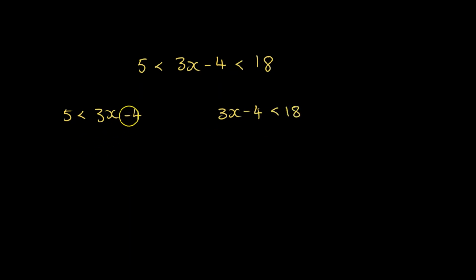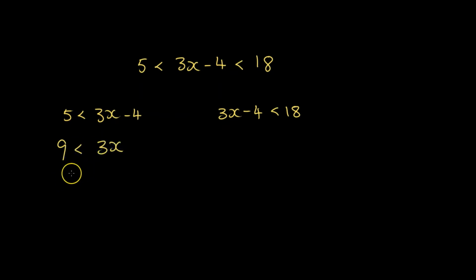So 5 is less than 3x minus 4, and that in turn is less than 18. So again, we've got an x term sandwiched between two numbers. Let's separate it. So I recommend that you have a go at this question yourself before you watch me walk through it. So there we go. Now I'm going to treat this as an equation. We're going to do the same thing to both sides. So I'm going to add 4 to both sides first. That's going to be 9 is less than 3x.